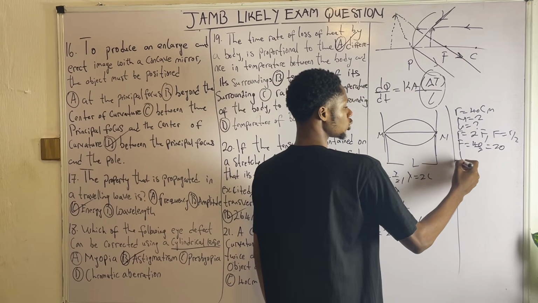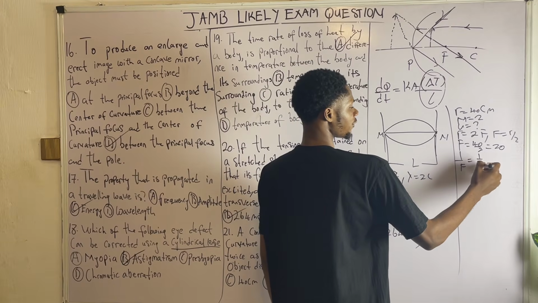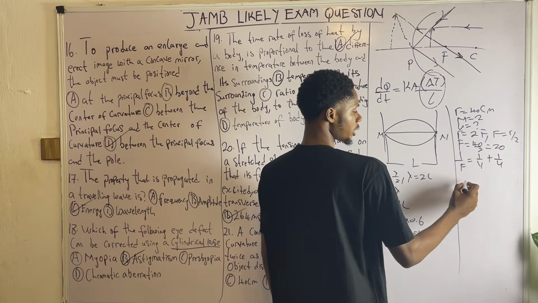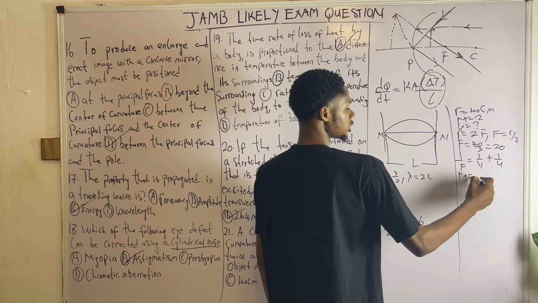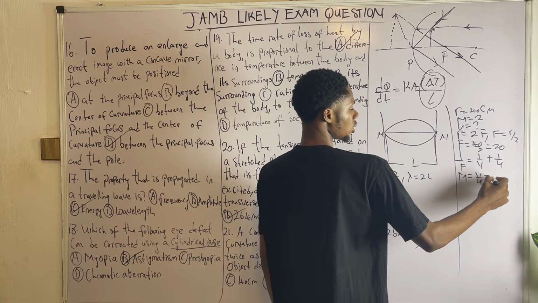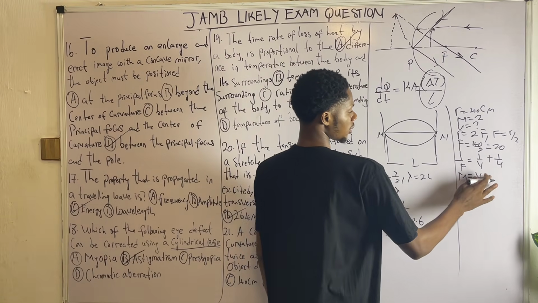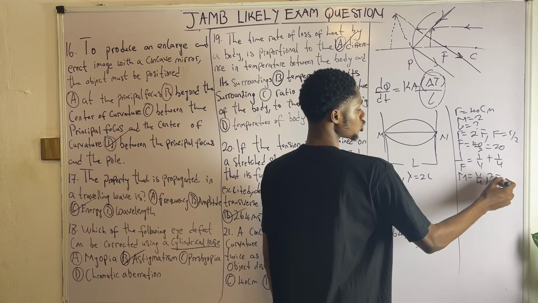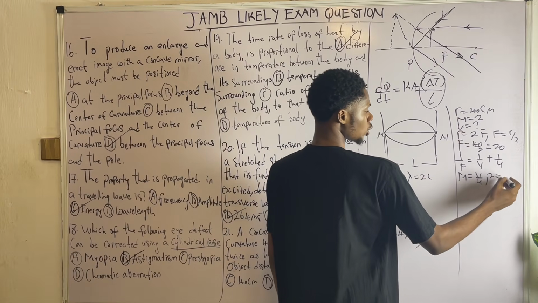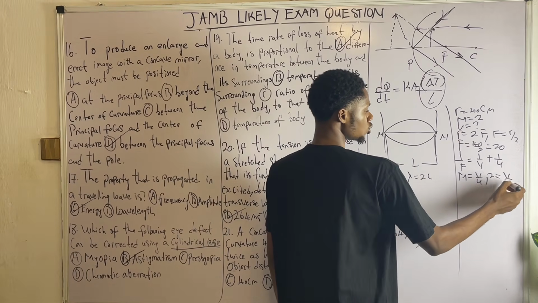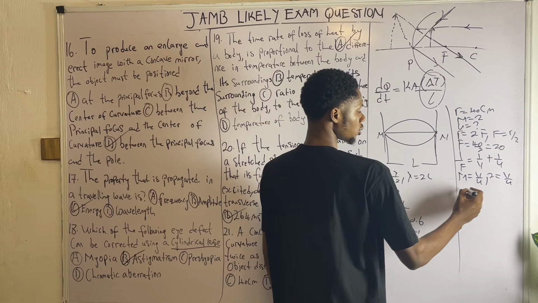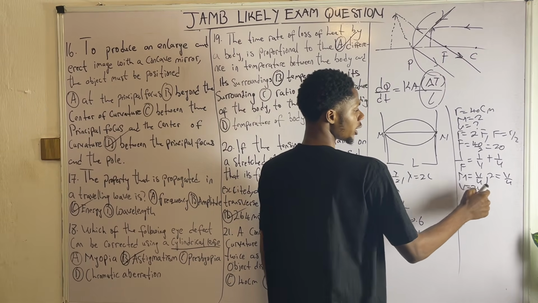Next, we know that 1 over F equals 1 over V plus 1 over U. Also, magnification is equal to V over U. The magnification was given as 2, so M is 2, equal to V over U, and we don't know V or U. From here, V is equal to 2U.